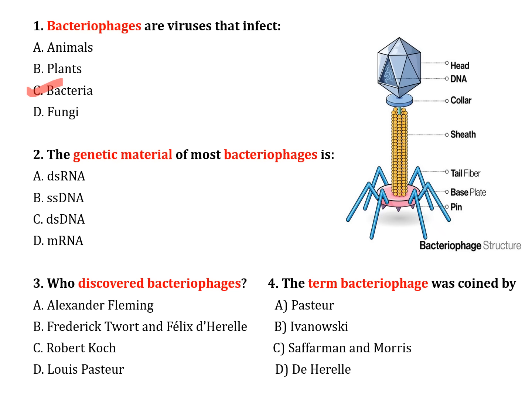The next question number 3. Who discovered bacteriophage? Option A Alexander Fleming. Option B Frederick Twort and Felix d'Herelle. Option C Robert Koch. Option D Louis Pasteur. Correct answer is option B, F. Twort and F. d'Herelle.